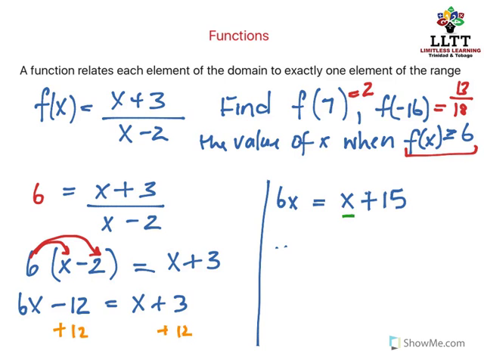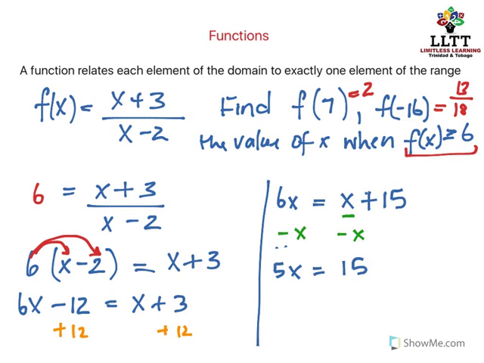Next, I want to get rid of this x that's on this side, so I'm going to take away x from both sides. So on my left-hand side, I have 6x minus x, that gives me 5x. And on my right-hand side, I have x minus x, which is going to give me 0, because anything minus itself is going to give me 0. So I get 0 plus 15, which is just going to be 15. Now I have 5x is equal to 15.